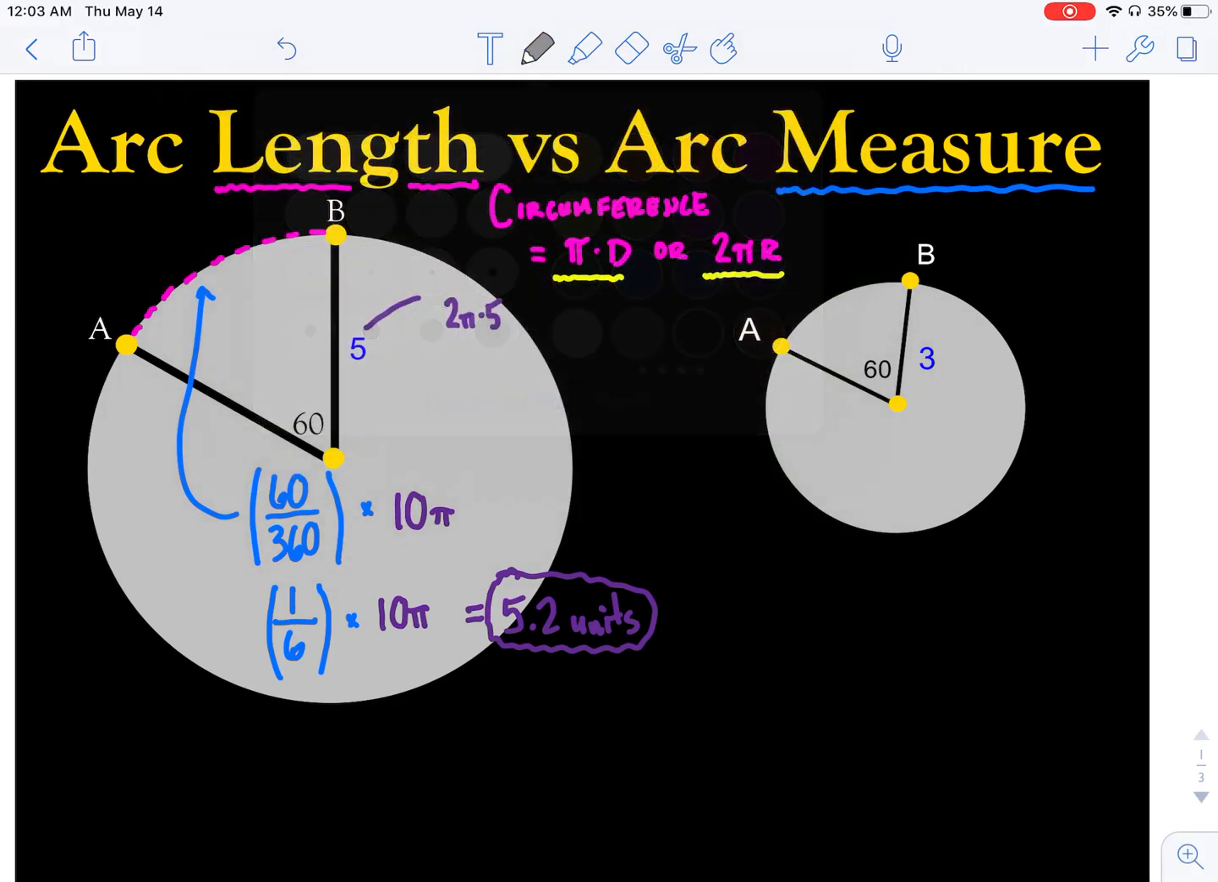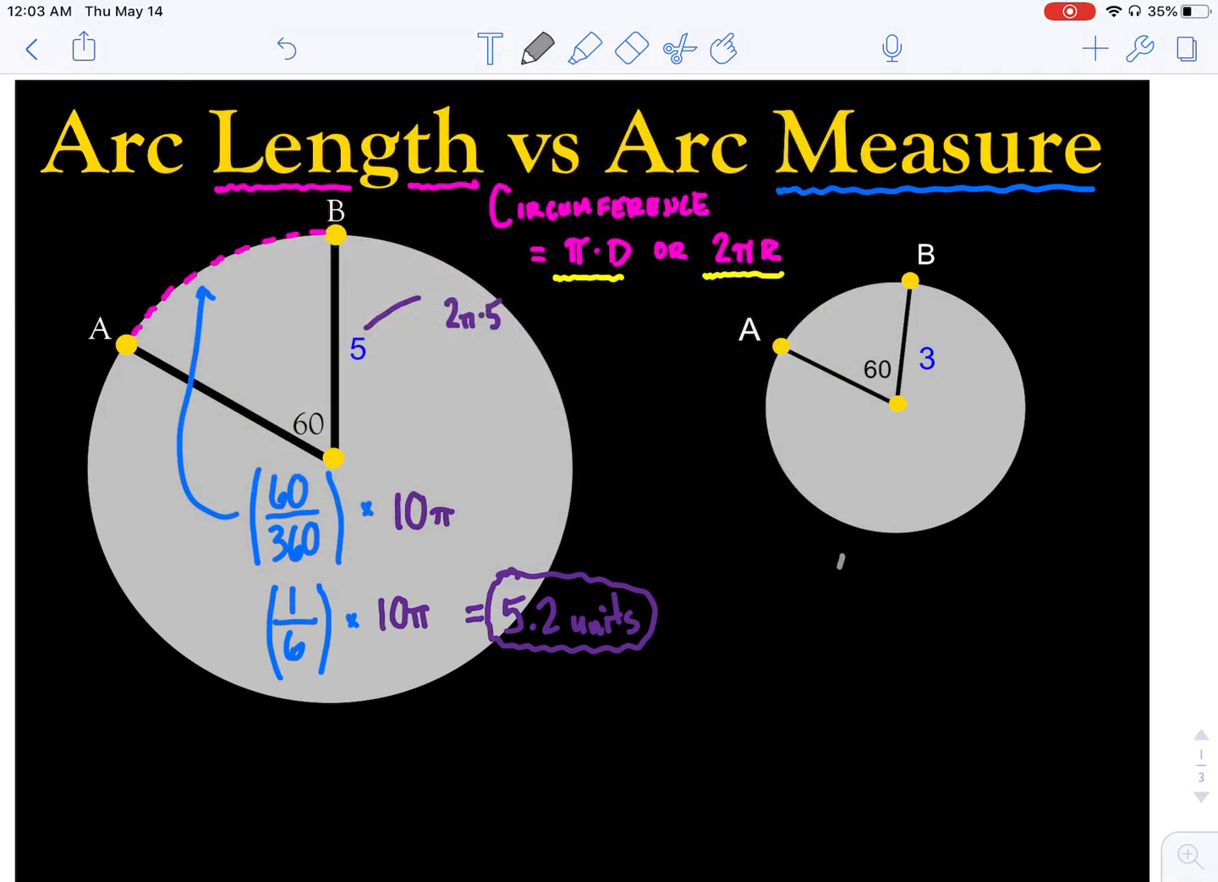We'll do one more here. In this case, again, we have 60/360ths of a circle, but we have a little smaller circle, so there's a smaller radius. That is going to be multiplied by 2 times pi times the radius, which gives us 6 pi. And now all we do is take 60/360ths times 6 pi, and this one's kind of a funny one. You get 360 pi over 360.